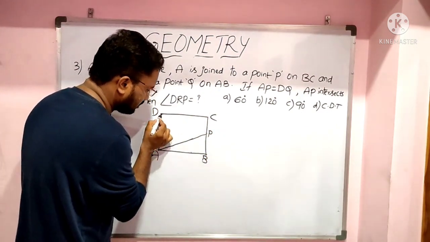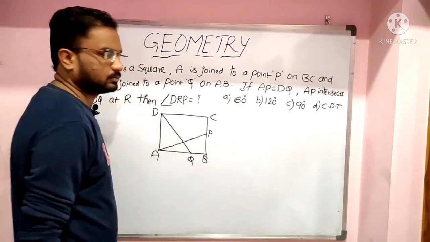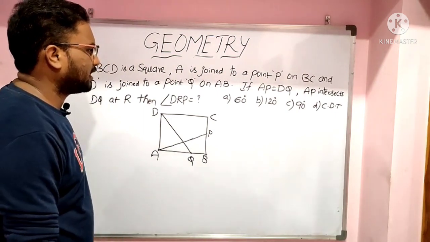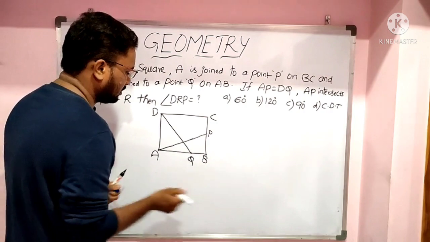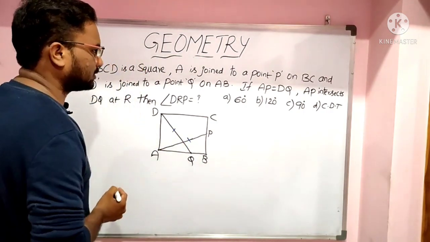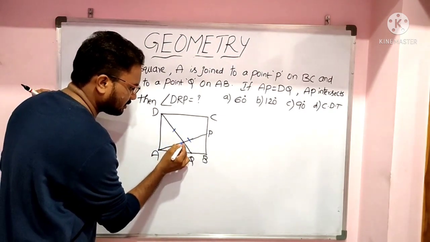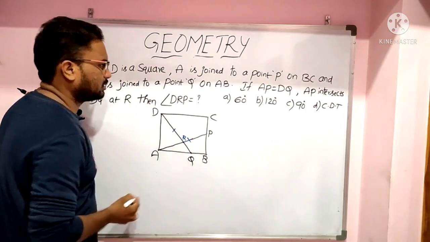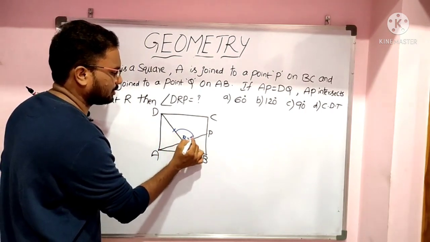So this point is Q. If AP equals DQ, these two lengths are equal. AP and DQ intersect at R. Then we need to find angle DRP. This is the angle we need to find.